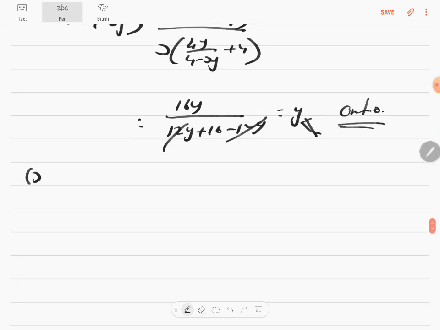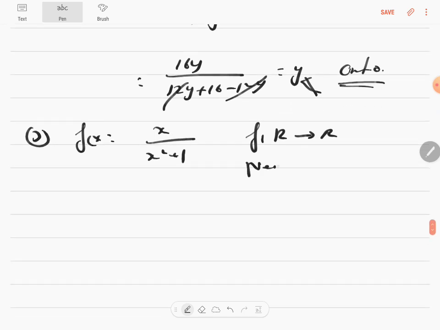So let's go to the third question of the day. f of x is equal to x by x square plus 1, where the function is from real numbers to real numbers. You have to prove that it's neither 1 to 1 nor onto. That is what you're going to prove.